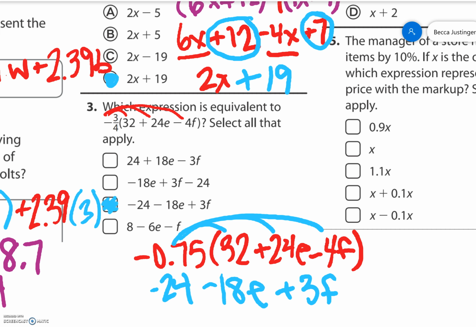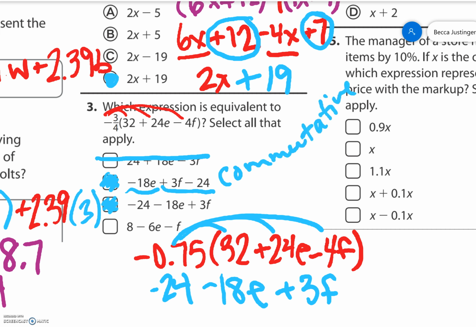But it says select all that apply, and that's usually my hint that there might be more than one answer. So the first one is a +24. I know I'm looking for a -24. Second one has a -24. It has a -18e and a +3f. So this one's right as well. This is just using the commutative property. And then we have an 8. Well, there's no 8 in my expression, so that's not the right one.